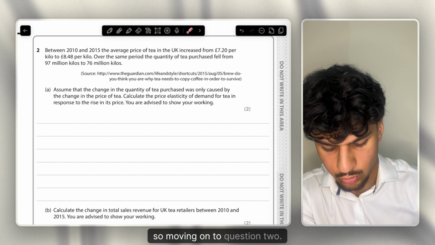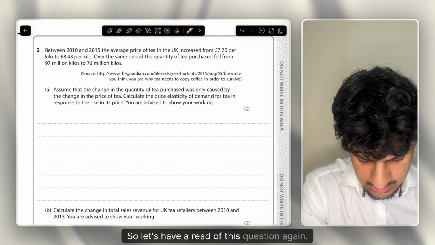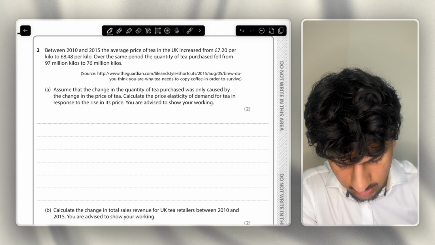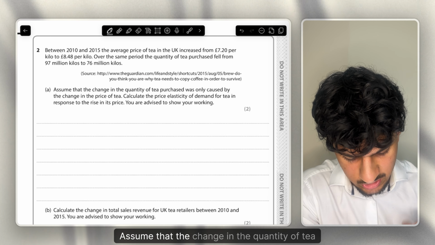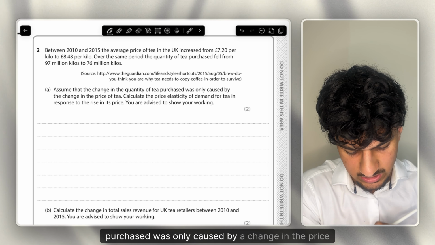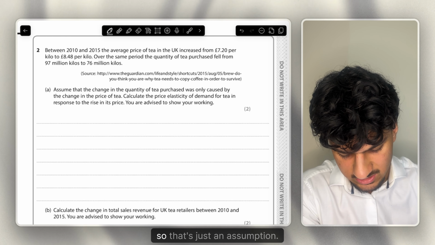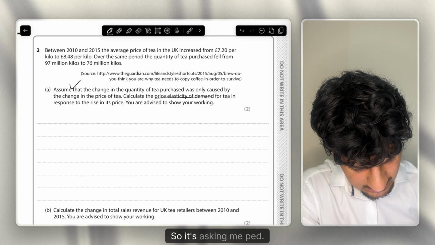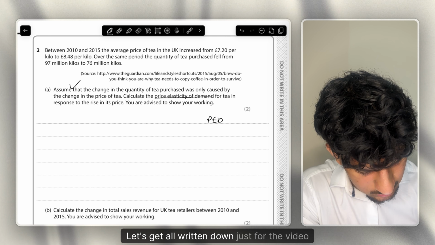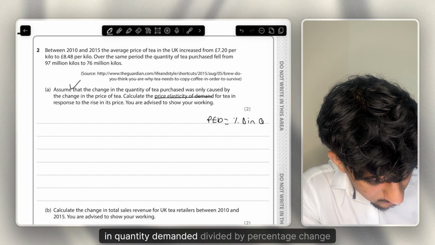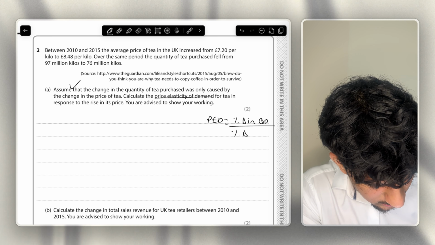Okay, so moving on to question 2. Let's have a read of this question. Again, I'm going to start with the actual question and then go on to the stimulus. Assume that the change in the quantity of tea purchased was only caused by a change in the price of tea. Okay, so that's just an assumption. I don't think I'm going to have to use that. Calculate the PED. So it's asking me PED. Let's get that written down for the video's sake. So percentage change in quantity demanded divided by percentage change in price.